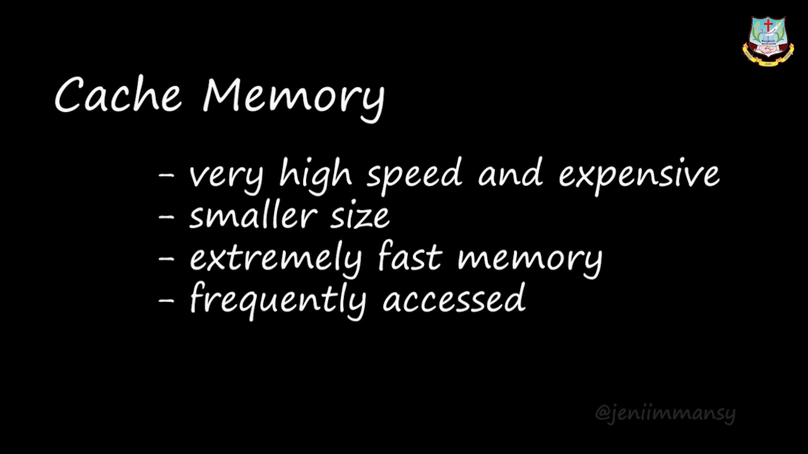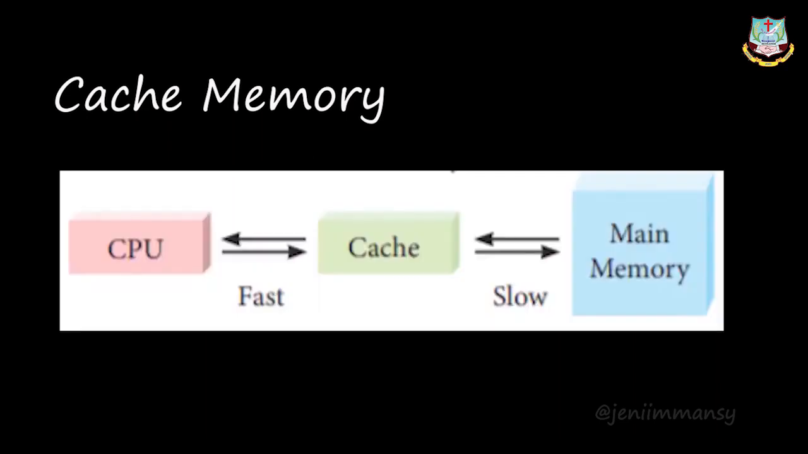In this diagram, they have shown the cache memory between the CPU and the main memory. When you see this diagram, you can understand that the read and write process, or fetching of data, between the CPU and cache will be fast, but between the CPU and main memory it will be very slow.